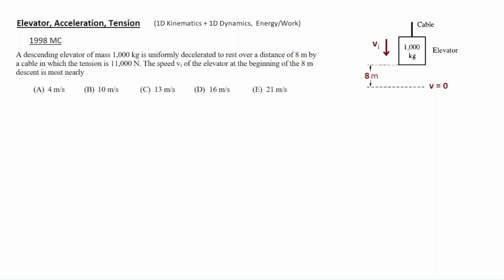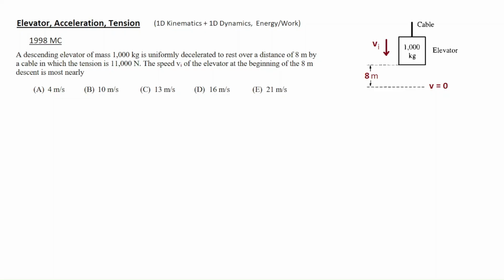Here we're looking at a problem from the 1998 AP exam, from the multiple choice. I chose this problem because it can be solved multiple ways, and I want to show you those. It'll serve as a good review of some of the concepts discussed so far in your physics class. The first route we'll take is through kinematics and dynamics, or forces, and the second route we'll take is through energy and work. The problem itself deals with an elevator.